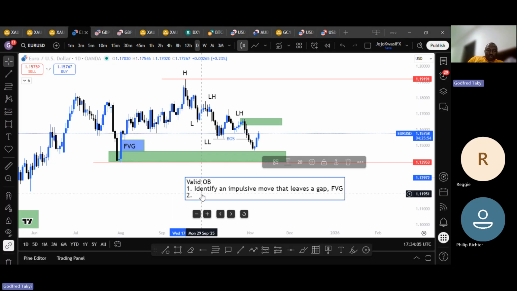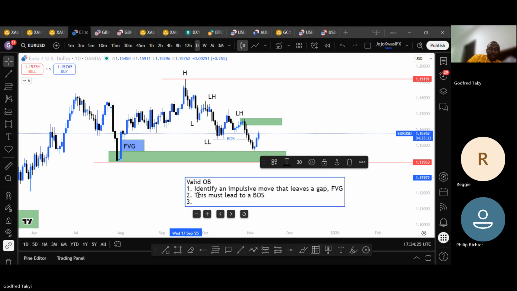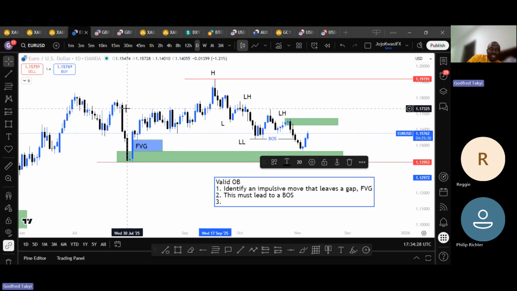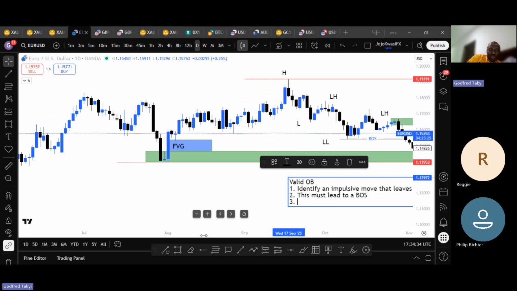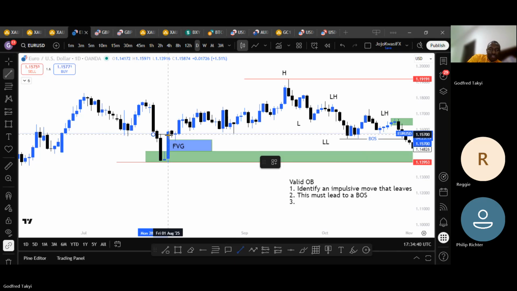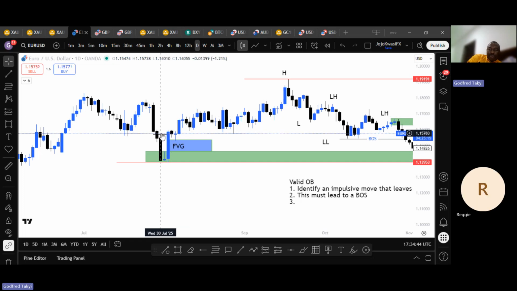So let's go back to what we were writing. The first one is to identify an impulsive or explosive move that leaves a gap. And this must lead to a break of structure, a BOS. So when you go into it, you realize that this explosive move led to a break of structure here. The last candle height was this one here. So it broke it. So it must lead to a break of structure.